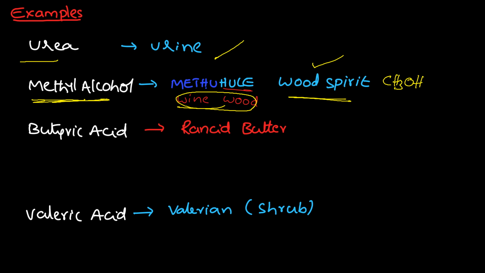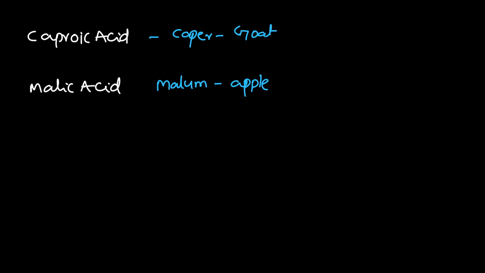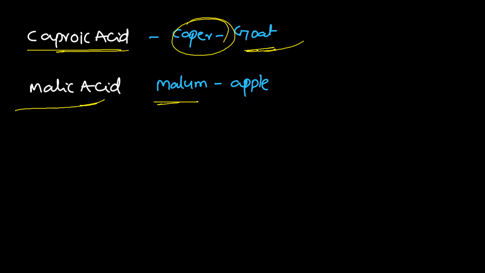Butyric acid is prepared from rancid butter. Rancid means stale butter which has a foul smell. The next one is valeric acid, which was prepared from valerian, a shrub, a flowering plant. The next one is caproic acid, which is prepared from caper, which means goat. The next one is malic acid, which is prepared from malum. Malum means apple. Generally apples contain malic acid.